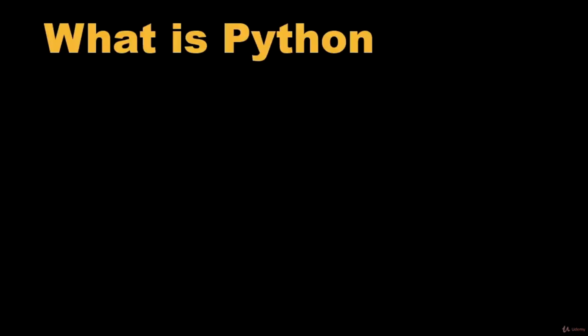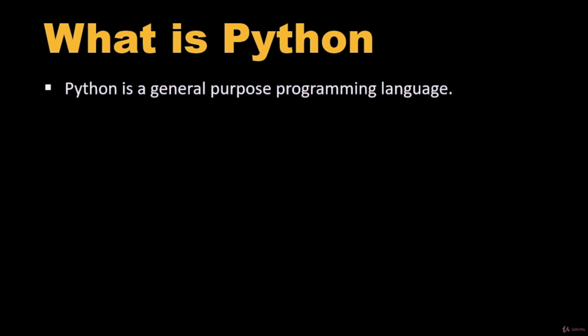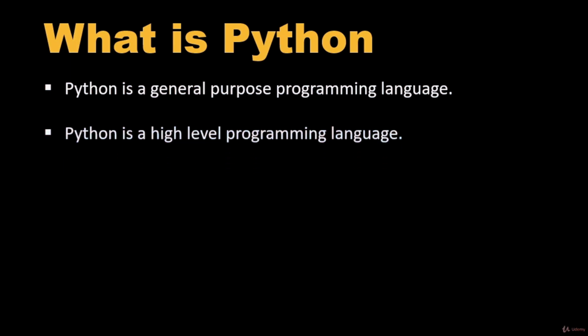Hello and welcome to this video on what is Python. Python is a general purpose programming language. This means it can be used to write computer programs for various things like games, data science, websites, and so on. Python is also a high-level programming language.